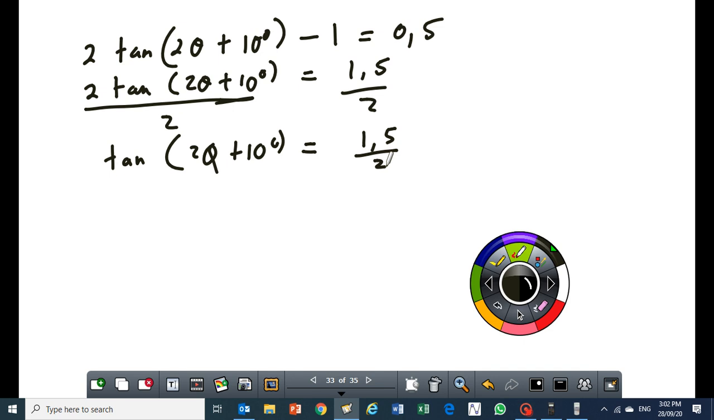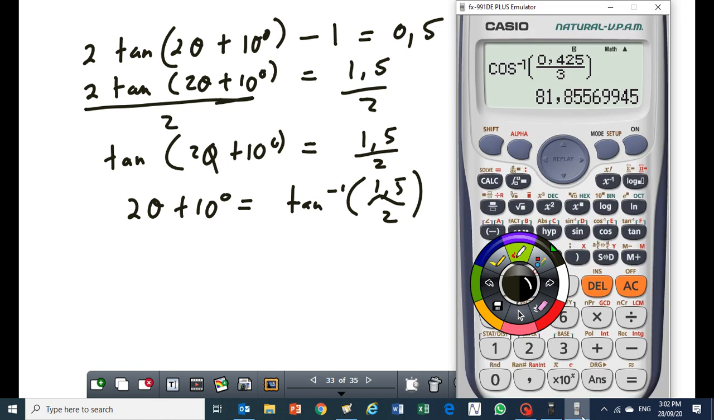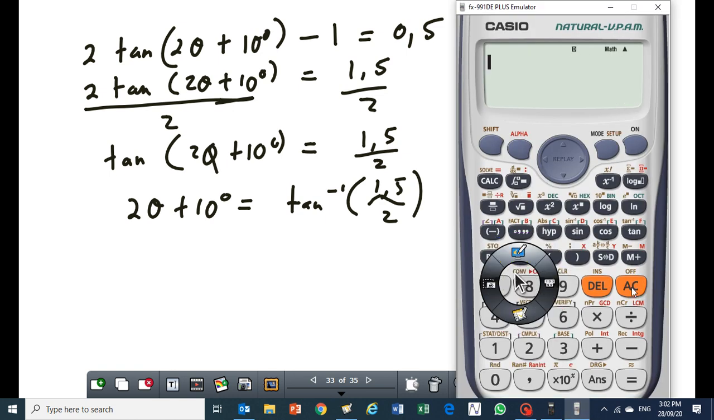Then from here now, I have to eliminate the tan on the left. Take to the right hand side, it becomes shift tan or arc tan. So we end up having 2 theta plus 10 degrees is equal to arc tan of 1.5 over 2. Okay? Then use your calculator there. So I'll bring my calculator. So my calculator there, I'll clear that. So it will be shift tan, put the fraction option.